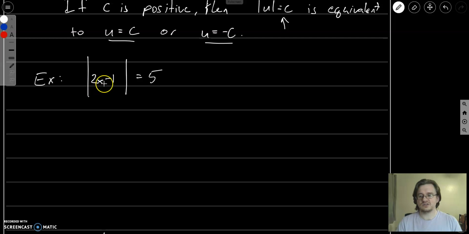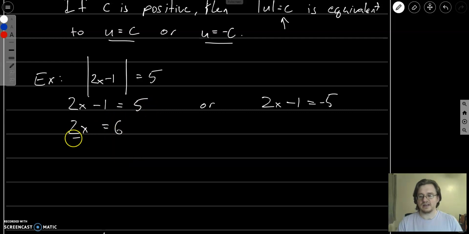We've got the absolute value of 2x minus 1 is equal to 5. So 2x minus 1 is either equal to 5 or it's equal to negative 5. So we can write those down. 2x minus 1 is equal to 5, or 2x minus 1 is equal to negative 5. Again, I want to solve for x, so I'll add 1 to both sides of this equation. When I add 1 to this side, I have to add 1 to this side. So I'll have 5 plus 1 is 6. And then I can divide both sides by 2 to get x is equal to 3.